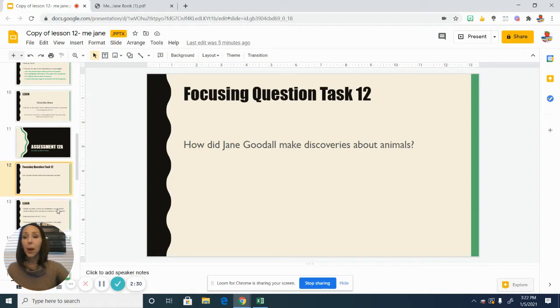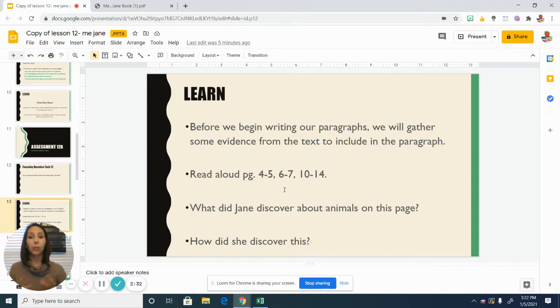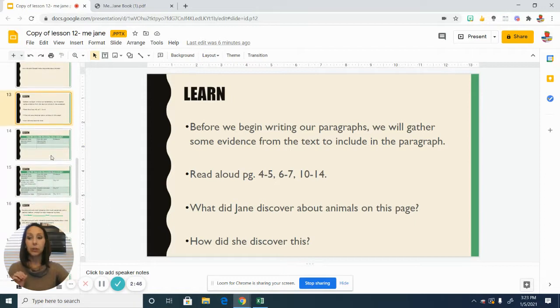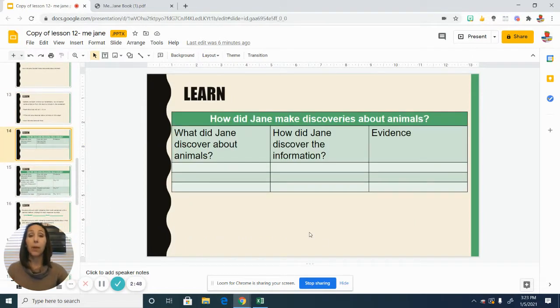Okay, so before we write our paragraph, we want to go back into the text and gather what we call evidence to use in our informative paragraph. Remember, we're asking the question, how did Jane Goodall make discoveries about animals? So we're going to complete this chart here together right now, and then you can use this to help you as you put together your informative paragraph.